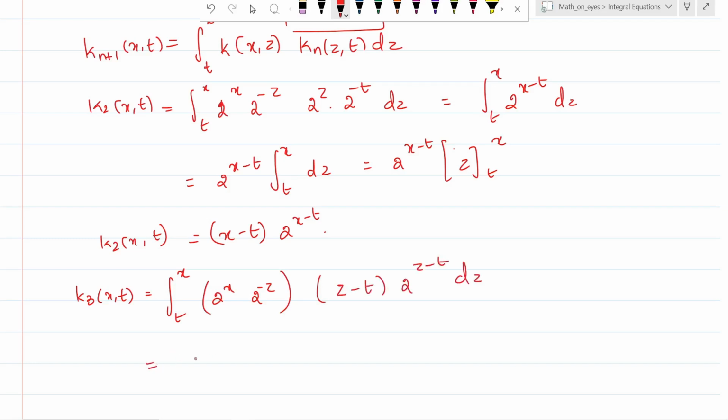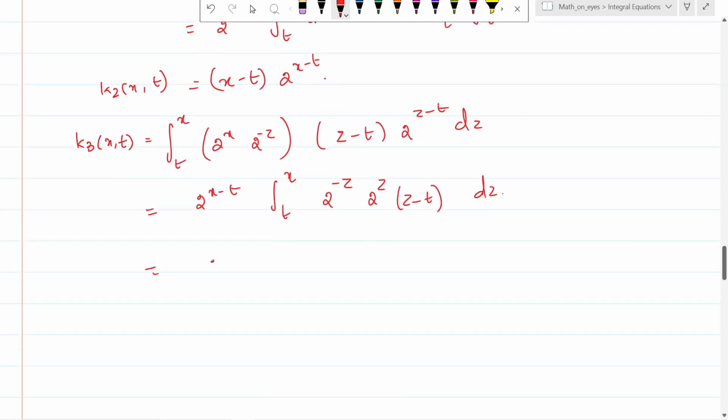So this term 2 to the power x is independent of z, and 2 to the power minus t is independent of z. So you can take that 2 to the power x minus t outside, integral t to x, 2 to the power minus z, and you have a 2 power z here, and then we'll be left with z minus t into dz. Again, these two bases are the same. Add the powers. When you add the powers, it will be equal to 0. Anything power 0 is 1. So we get the integral from t to x of z minus t into dz.